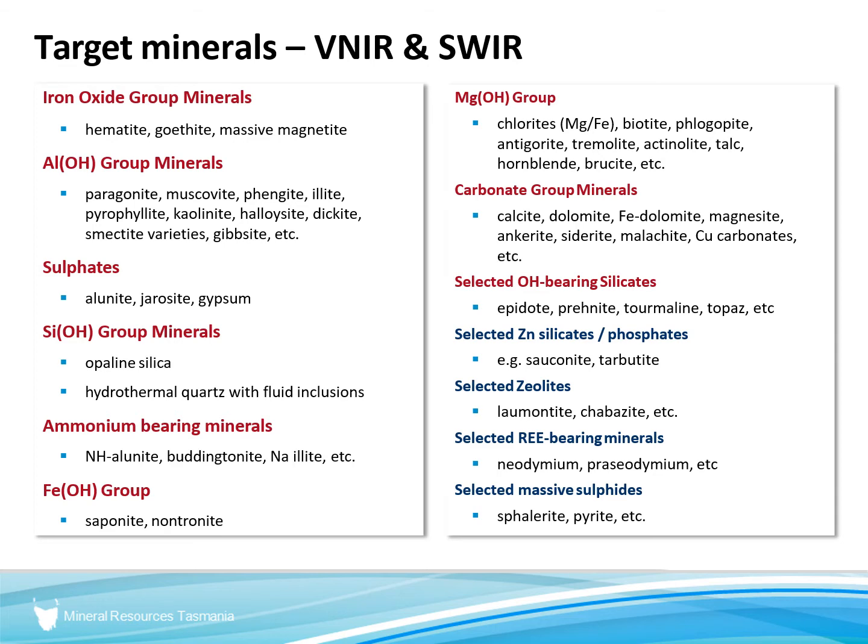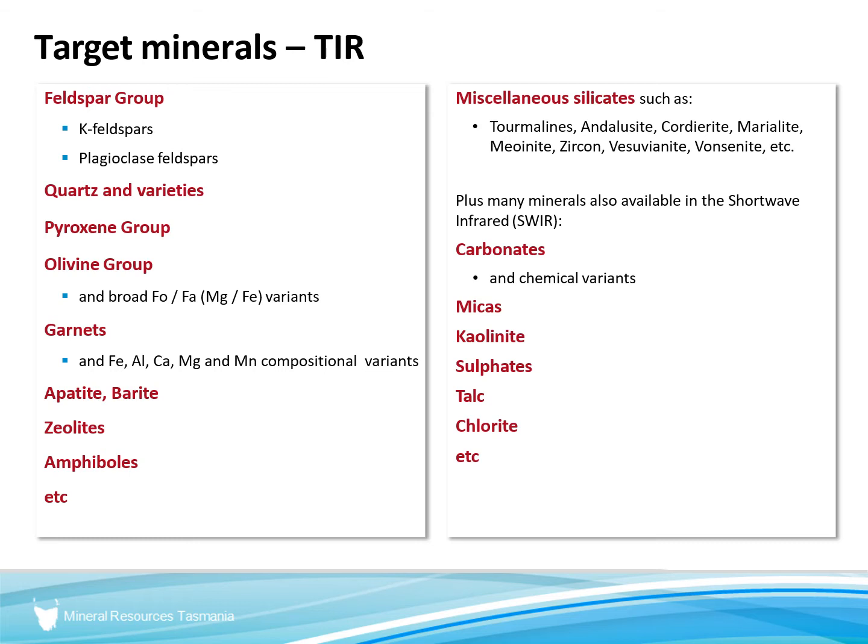In the thermal infrared, we see pretty much everything else, like potassium feldspars, plagioclase feldspars, quartz, pyroxenes, olivines, garnets, zeolites, amphiboles again, the metamorphic minerals, tourmalines, carbonates, and also all the minerals we saw before. But these minerals are better delineated in the shortwave infrared than the thermal, which is more tuned to all the other minerals, more silicates.